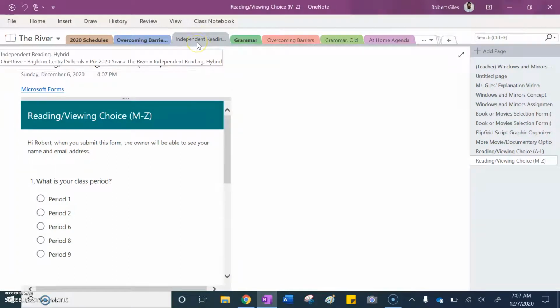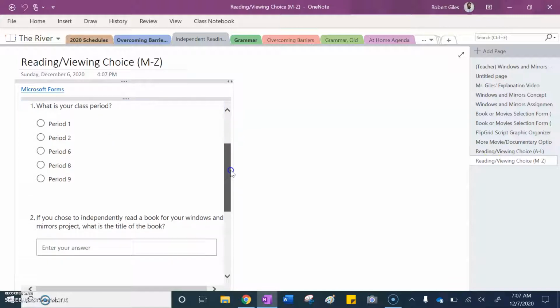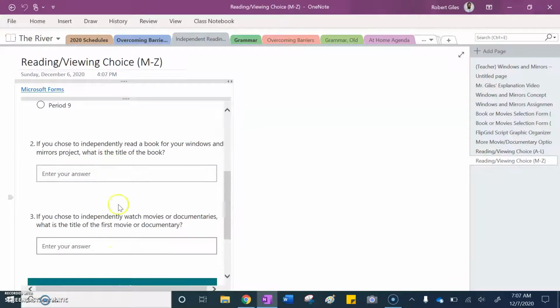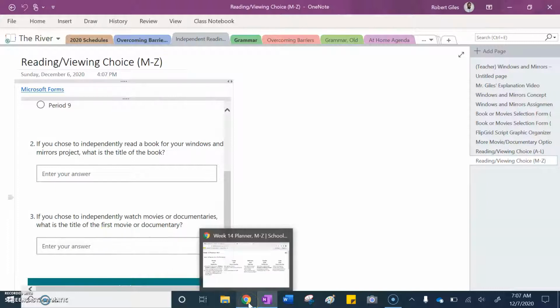So, independent reading. At the very bottom, we'll say reading viewing choice, M to Z, class period. You only have to answer one of these, because if you read a book, you're writing the book title here. If you're watching a film, you put the film title there. That's your remote work for Monday.